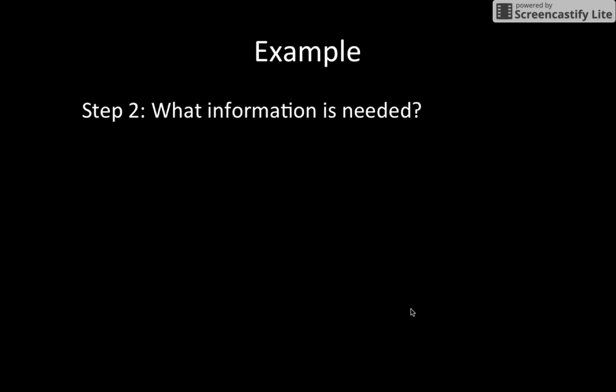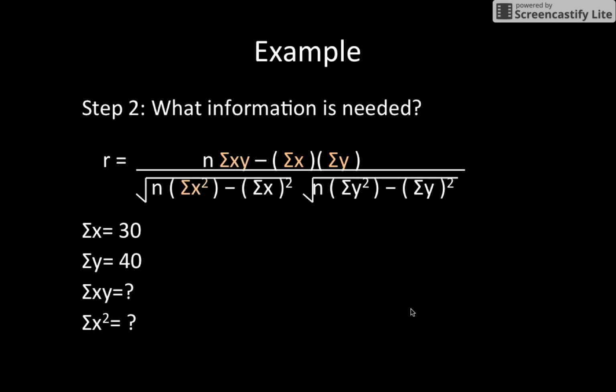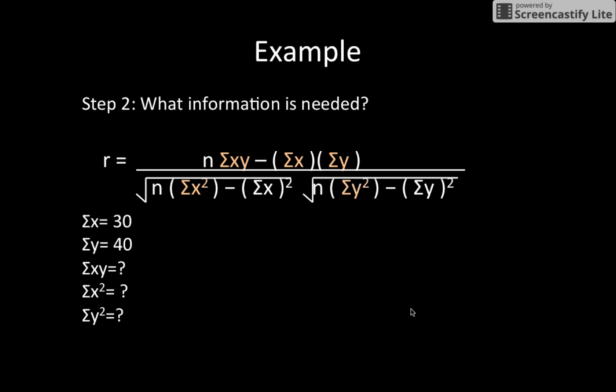So then you want to see what information in the formula you need. Looking back at your formula, you already know that the sum of x is 30 and that the sum of y is 40. So now we want to find the sum of x times y, the sum of x squared, and the sum of y squared.